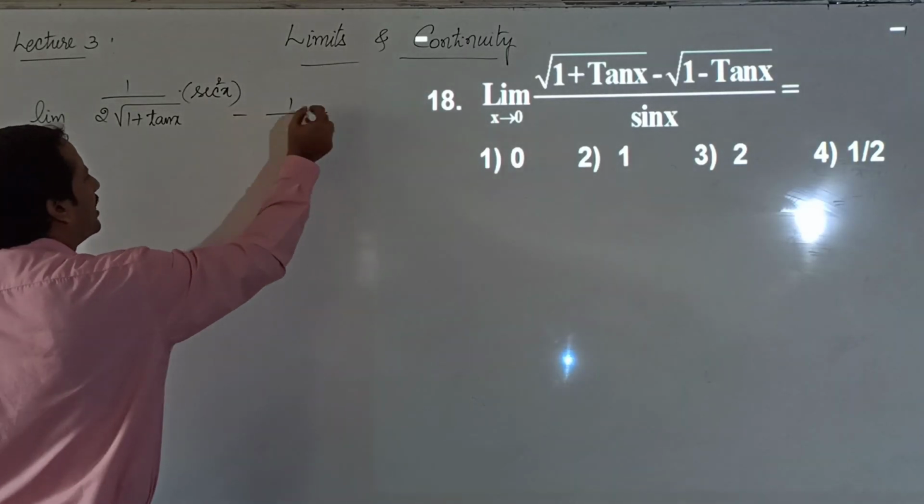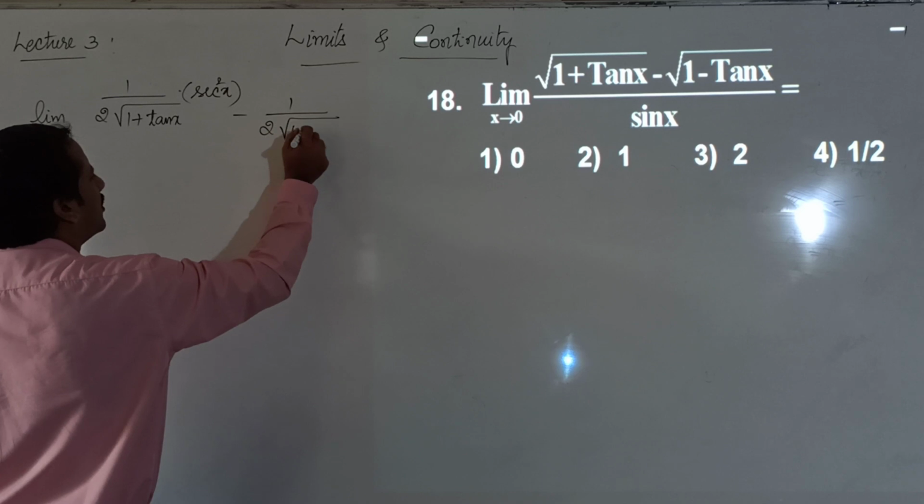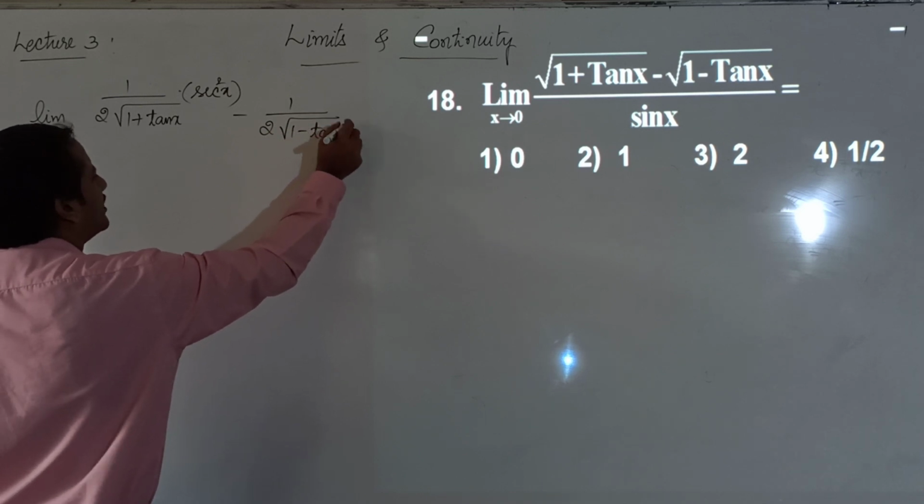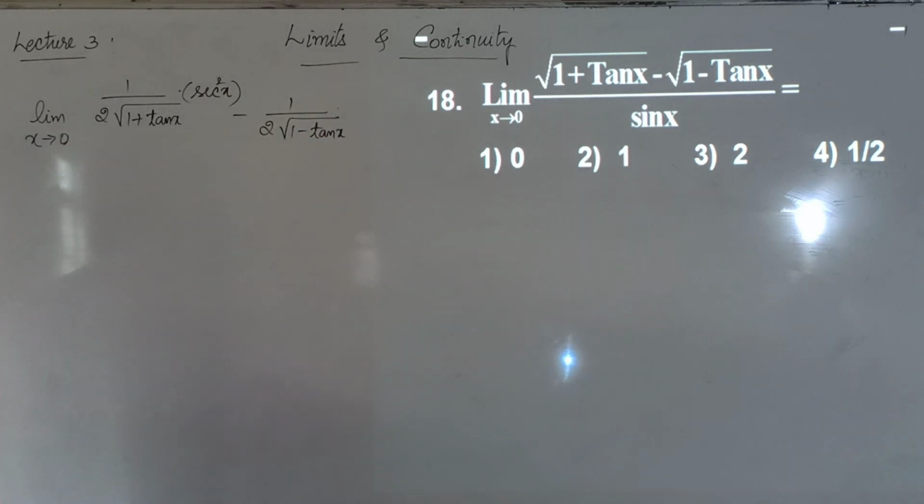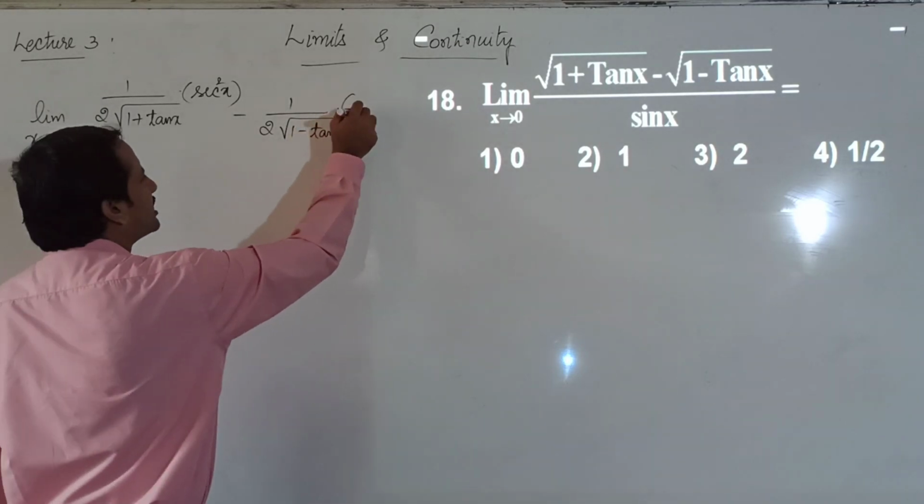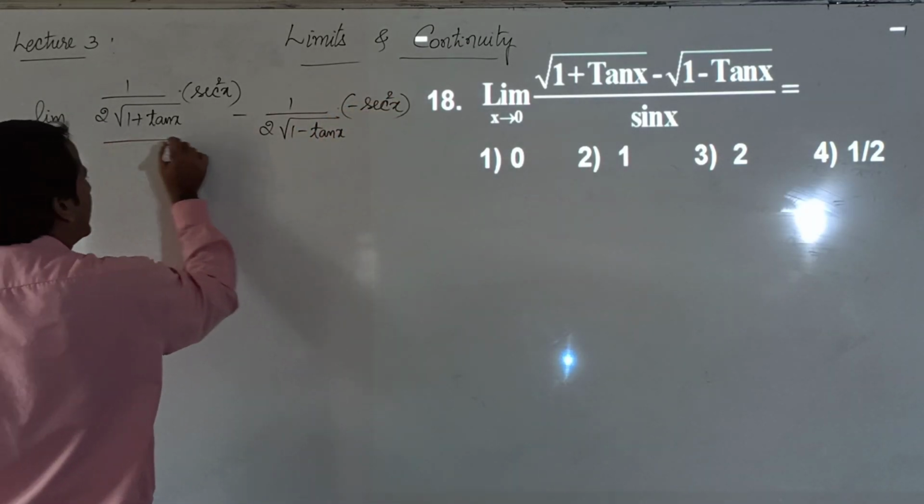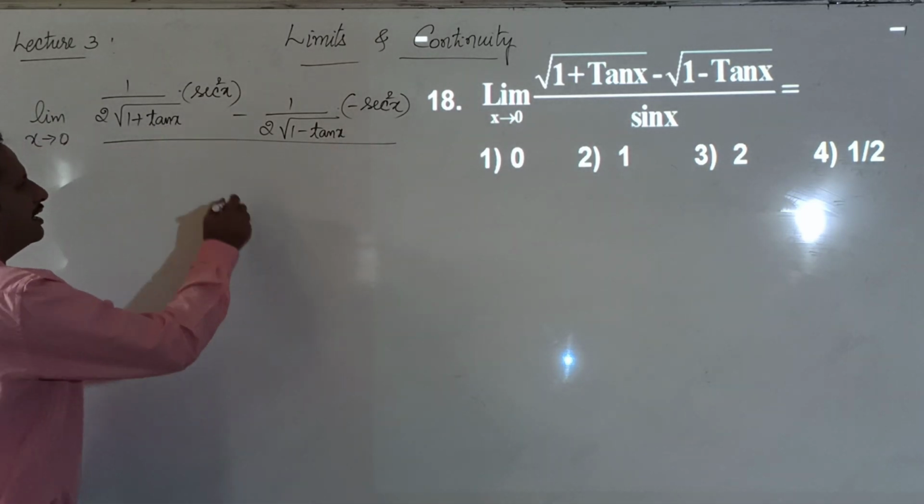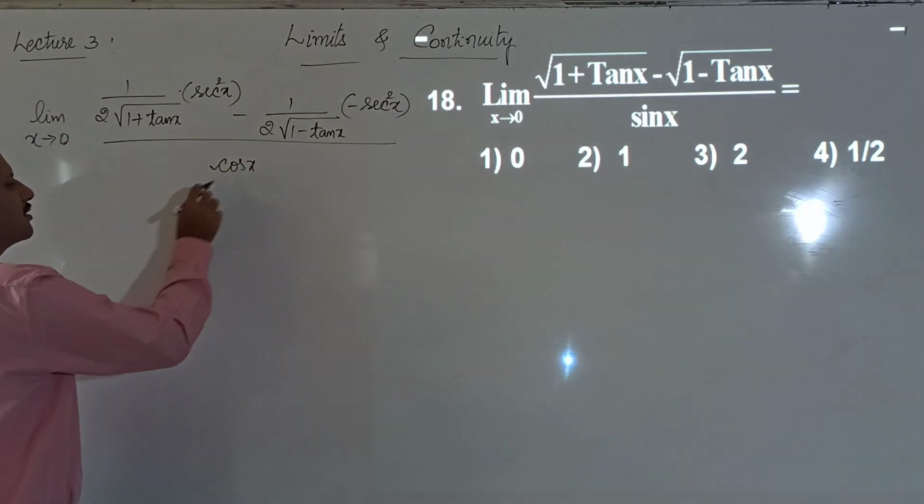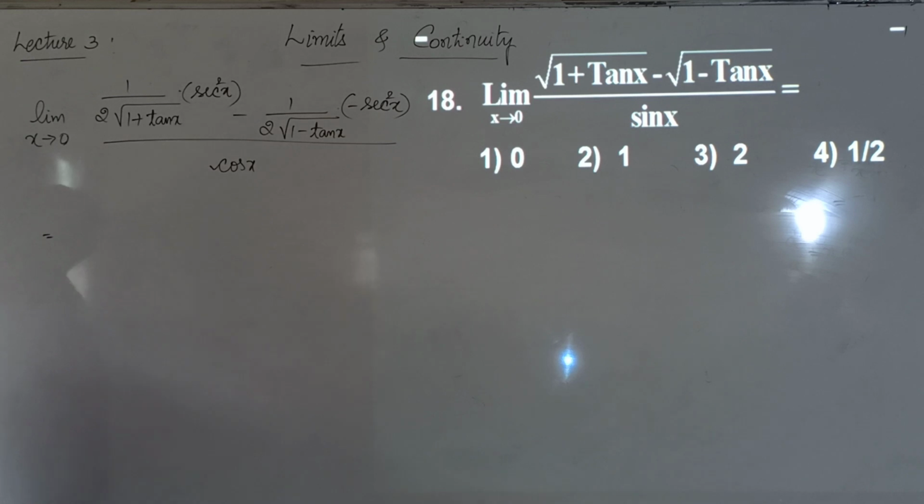Minus 1 by 2 root 1 minus tan x into the derivative of 1 minus tan x, which is minus secant square x, divided by, in the denominator, the derivative of sin x, which is cos x. That's it. Now I apply the limit as x tends to 0.